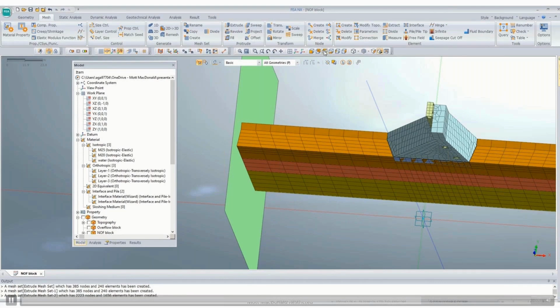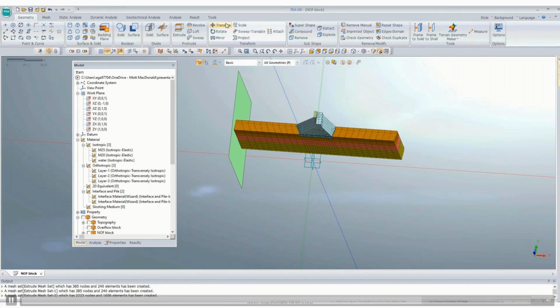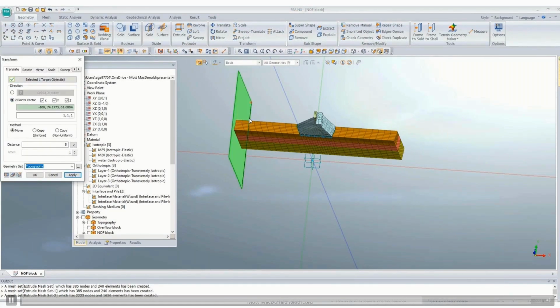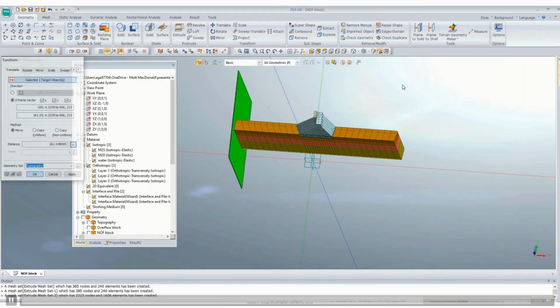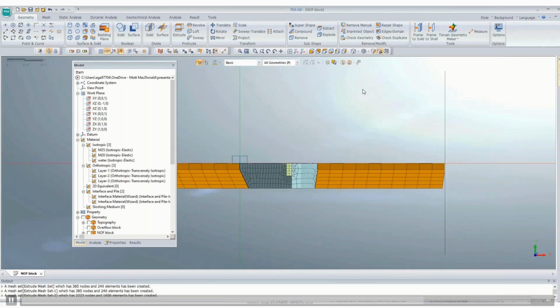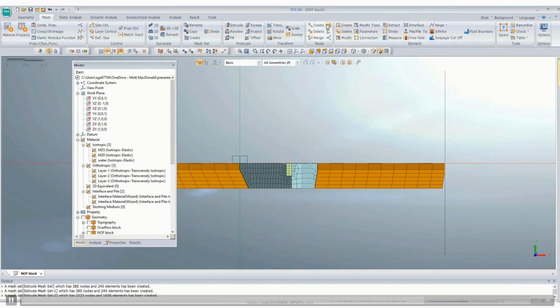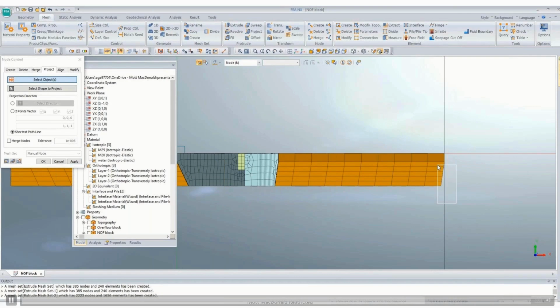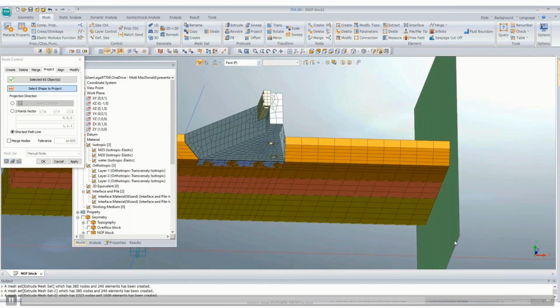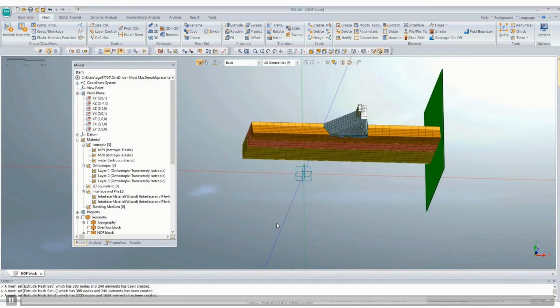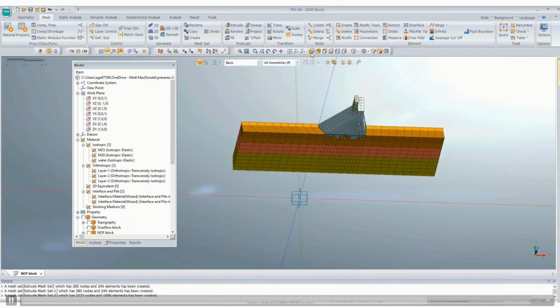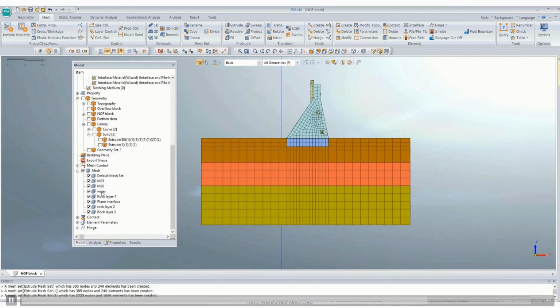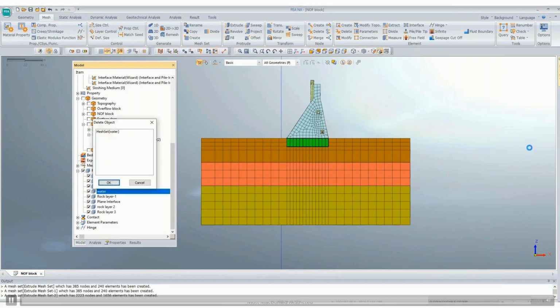Then translate this surface to this side also. And the same exercise I'll do for this side. Project these nodes. Now I can remove this. This is unnecessarily creating issues, so the water I'll remove. I don't need this.